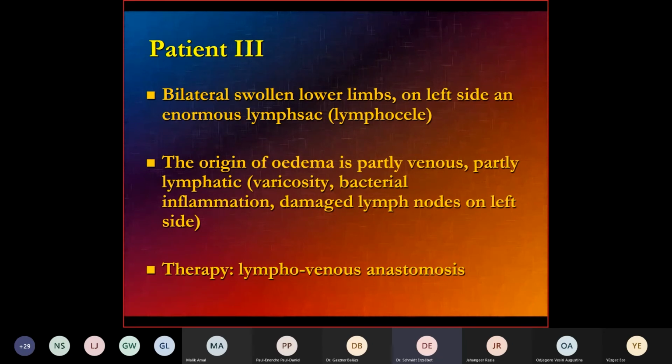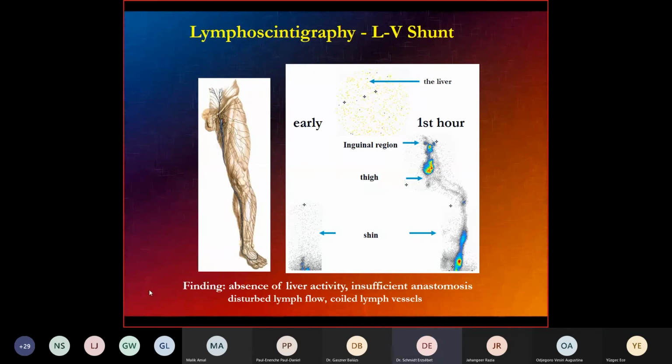For therapy, a lymphovenous anastomosis was performed in this case too, but in this case, the surgical intervention was inefficient. The anastomosis didn't work. In the early phase, you can see really nothing. There is no liver activity, not even 3 hours after the injection. You can see crooked, coiled lymph vessels indicating the disturbed lymph flow.